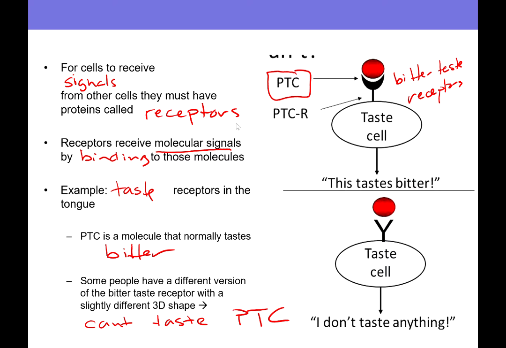For those of you that have had a biology class relatively recently, if you ever did those tasting papers, where you tried to test to see if you could taste the bitter taste, that's what's in the testing papers, this molecule PTC. And so some people genetically have a slightly different version that changes the receptor shape just enough that some people can taste it and some people can't, because the molecule can bind to some people's receptors but not others.